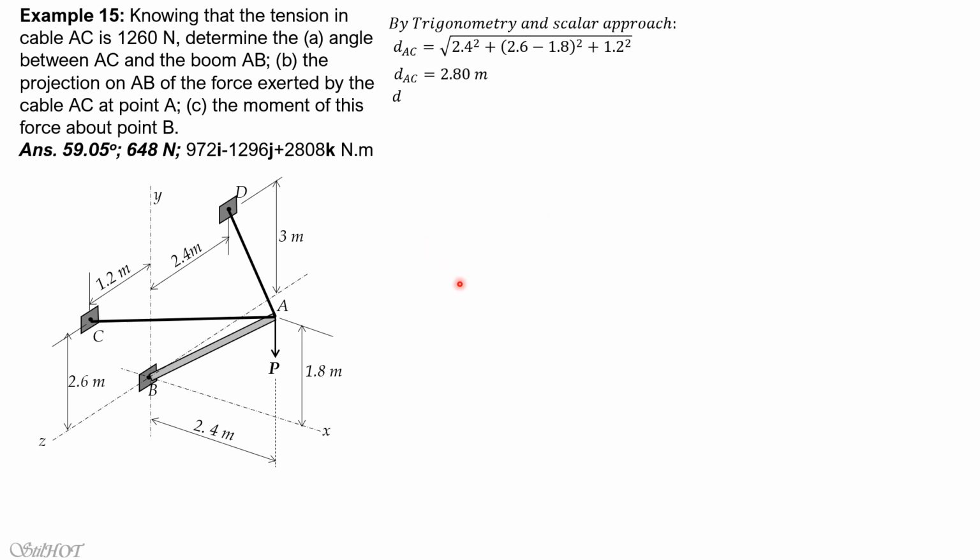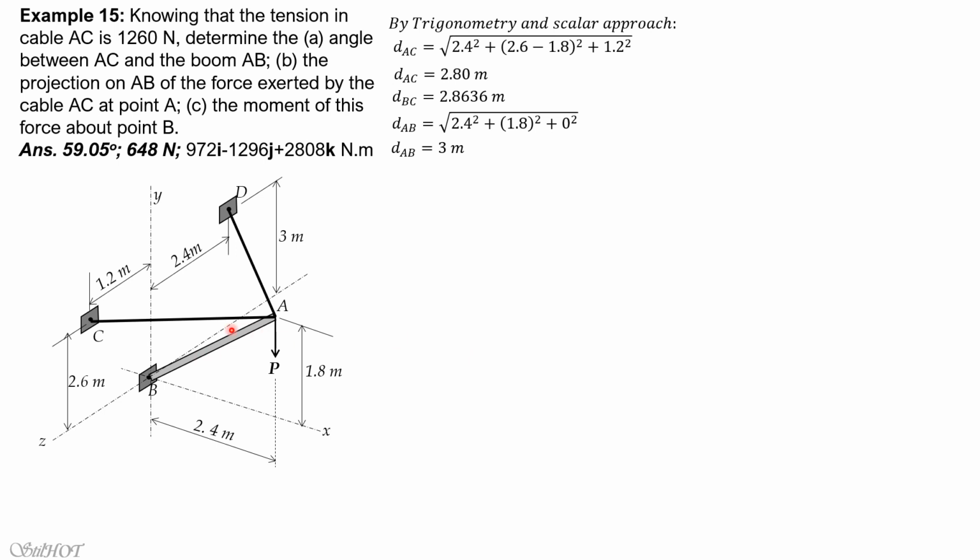Next, distance BC. It is the square root of 2.6 squared plus 1.2 squared. So distance BC is 2.8636. Then distance AB is the square root of 2.4 squared plus 1.8 squared. So distance AB is 3 meters. Again, for distance BC, there's no delta x, so 0 squared. Delta y is 2.6, so 2.6 squared plus 1.2 squared. That's why you get 2.8636.